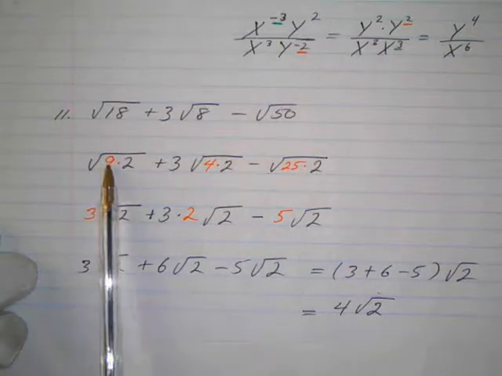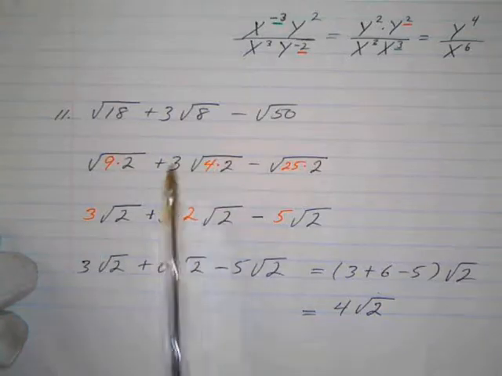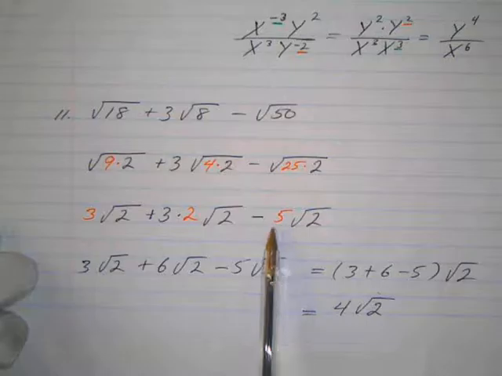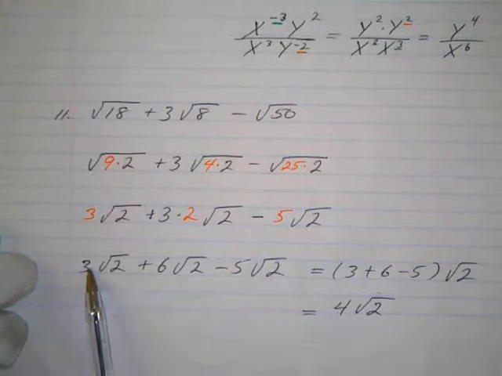And then we can take the square root of 9, which is 3. The square root of 4 is 2. Now that 3 comes down. And the square root of 25 is 5. These are the same. What's 3 times 2? 6. And now I can add these up. I can say 3 plus 6 is 9 minus 5 is 4.